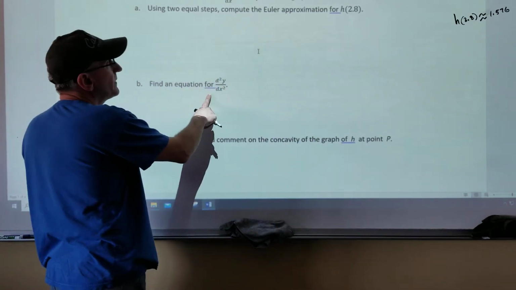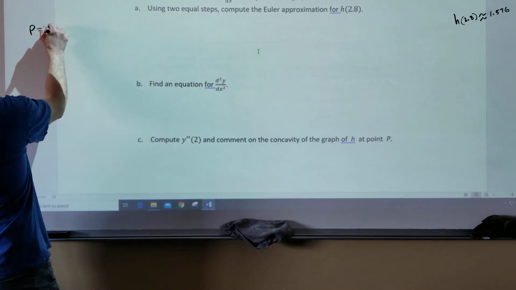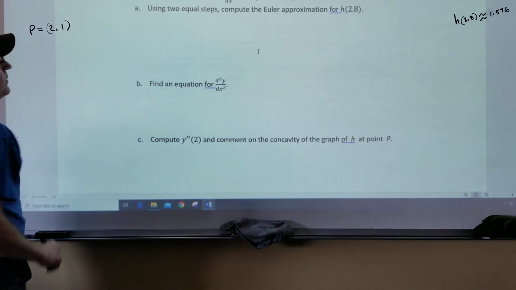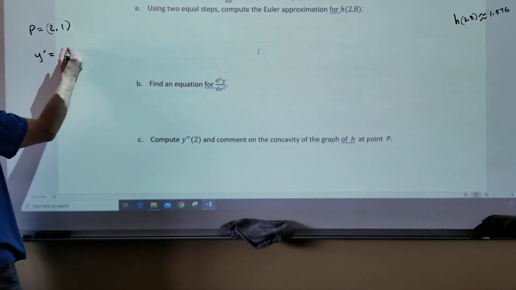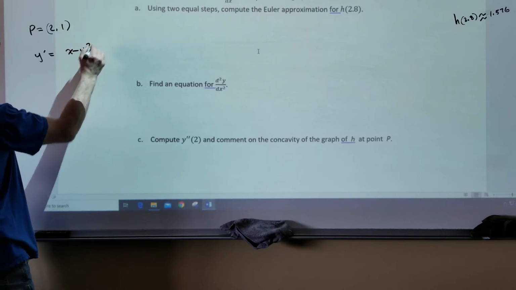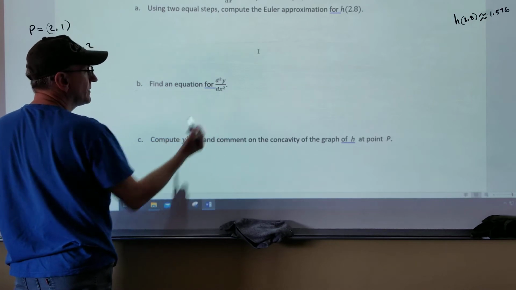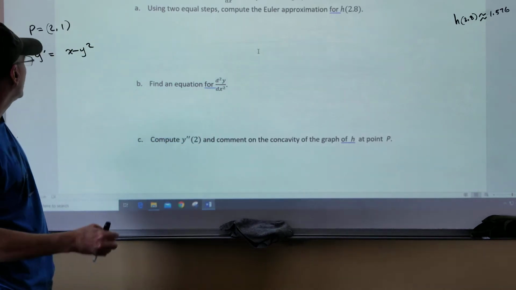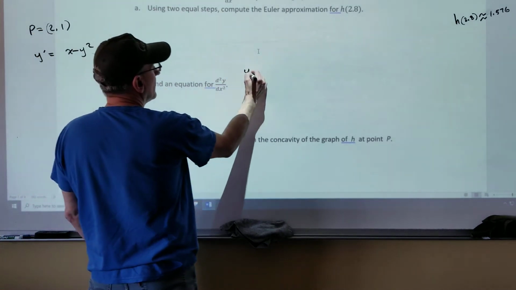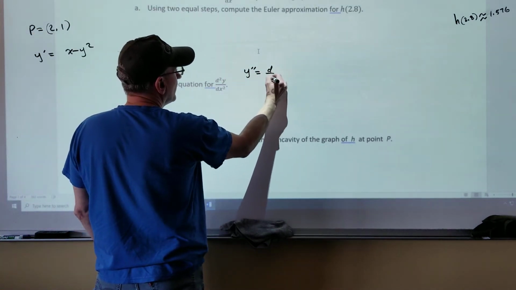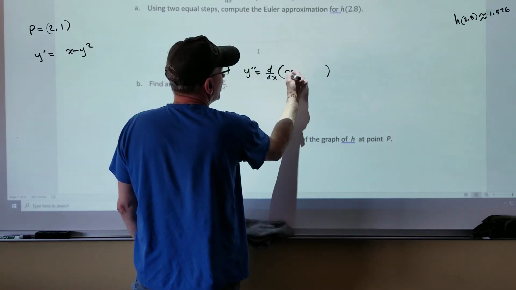An equation for the second derivative. Well, the first derivative, which is going to disappear in a minute because I'm going to scroll this some more, was x minus y squared. This notation is read d squared y dx squared, and it quite literally means the derivative of the derivative, or y double prime. To compute this, we're going to go y double prime is the derivative with respect to x of what was the derivative formula in the first place.